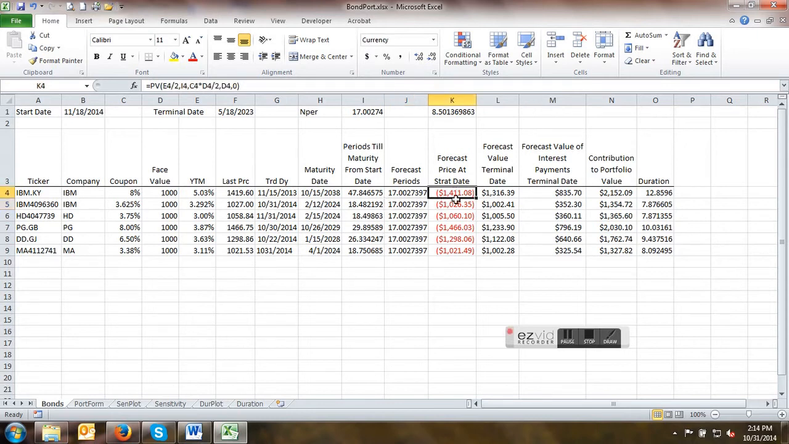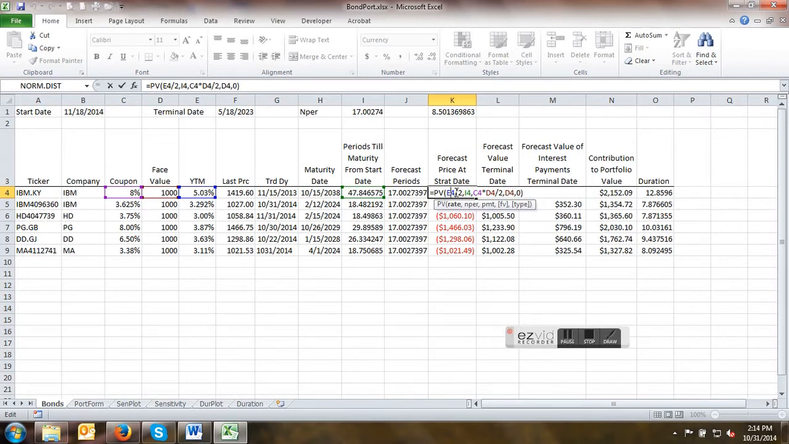Forecast price, so we're going to make the assumption that the yield to maturity stays the same, but we're coming forward to, there's only 47 periods left. So in other words, this is the amount of time from 11/18/2014 until the bond matures. And we want to know what the present value of that bond is going to be. So we're just applying the present value equation.